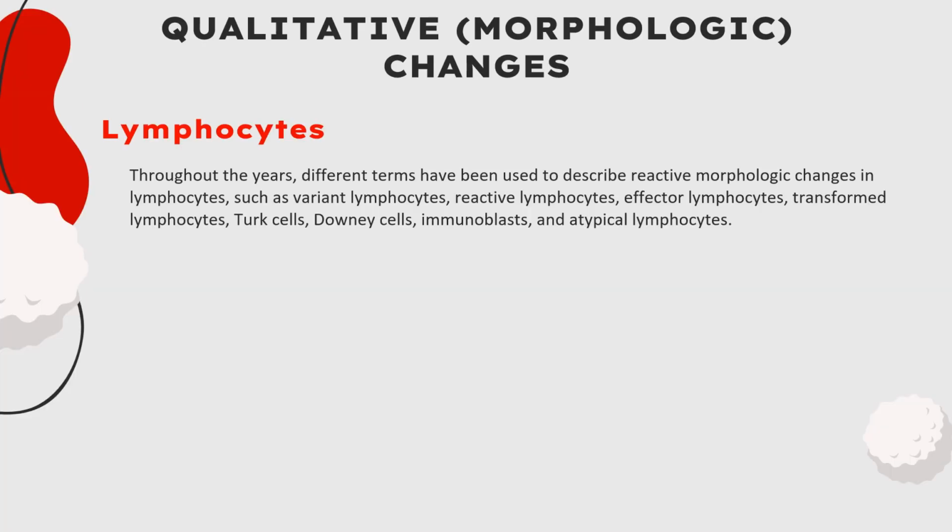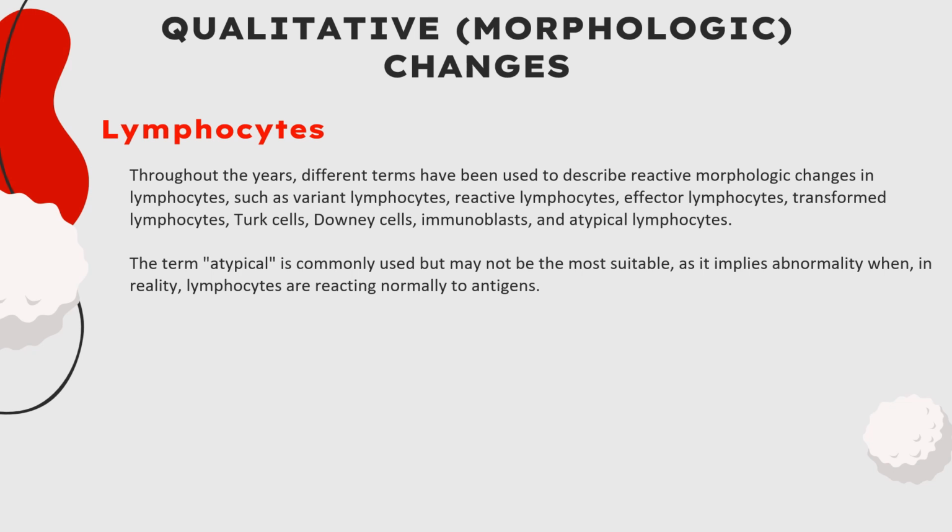When it comes to reactive morphologic changes in lymphocytes, a variety of terms have been used over the years. These include variant lymphocytes, reactive lymphocytes, effector lymphocytes, transformed lymphocytes, Turk cells, Downey cells, immunoblasts, and atypical lymphocytes. However, the term atypical is often used but might not be the best fit. It implies abnormality, when in reality, these lymphocytes are responding normally to antigens.